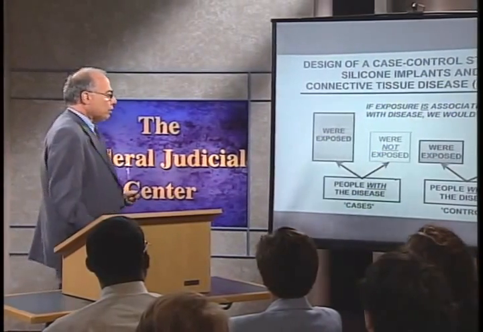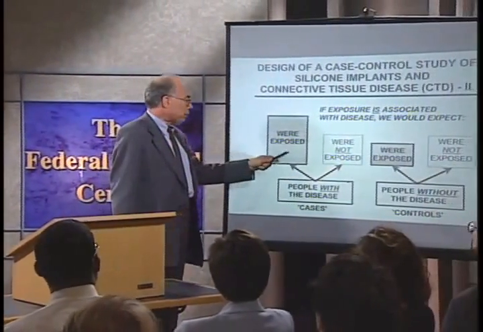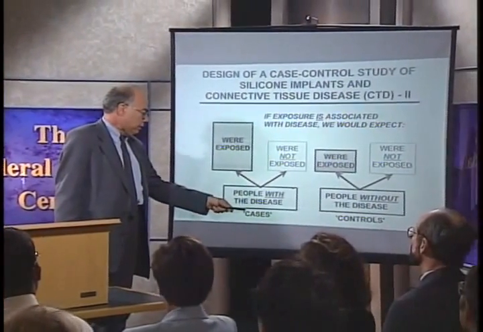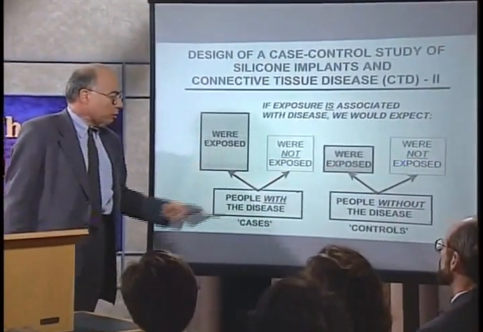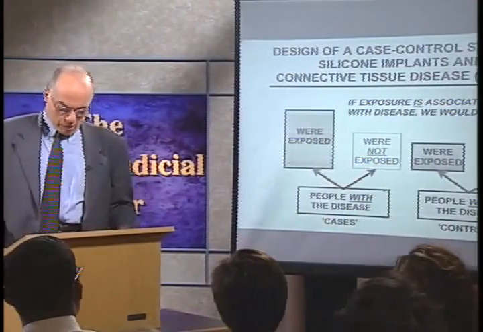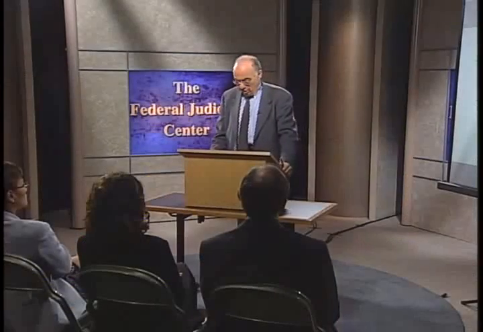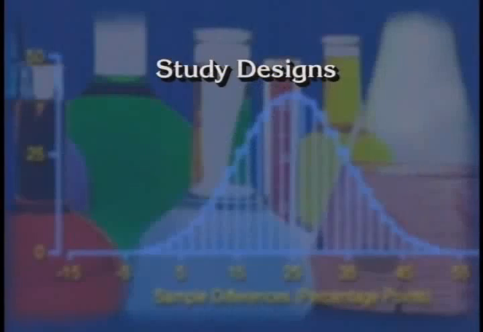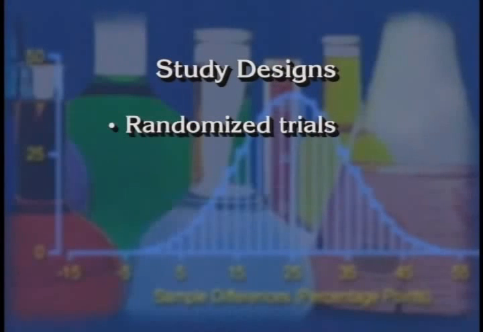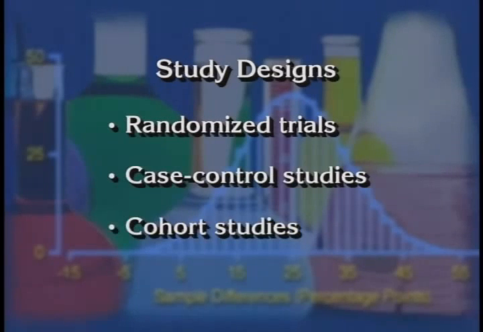And if exposure is associated with disease, we would expect a greater proportion of the women with the disease, the cases, to have had exposure than of the women without the disease, the controls. So what we've seen up to now is basically three major types of study design that are used in epidemiologic studies. Randomized trials, generally not used for putatively toxic agents, but case control or cohort studies that are used to explore the relationships of exposure to a specific disease.